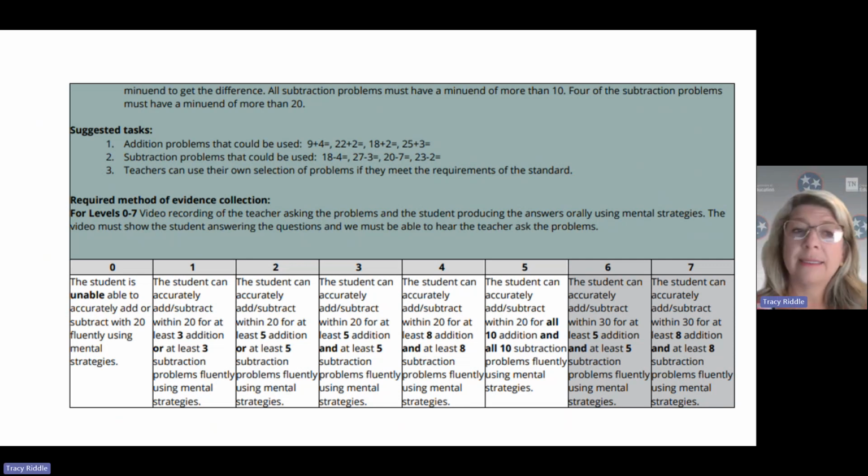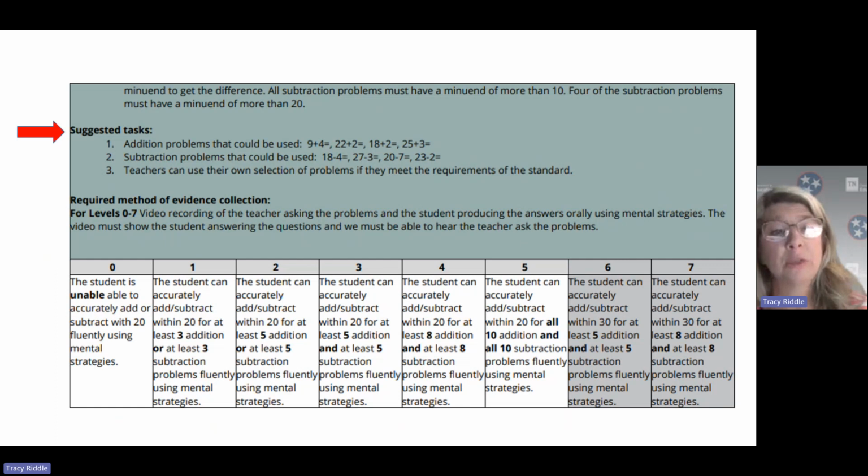The suggested tasks give you examples of the second grade standard. You will see here that some of the addition problems have a sum of more than 20, and some of the subtraction problems have a minuend of more than 20. Only 4 of those 10 need to have more than 20 in the addition sum, and only 4 of the subtraction problems need to have a minuend of more than 20. You can also come up with your own set of problems.